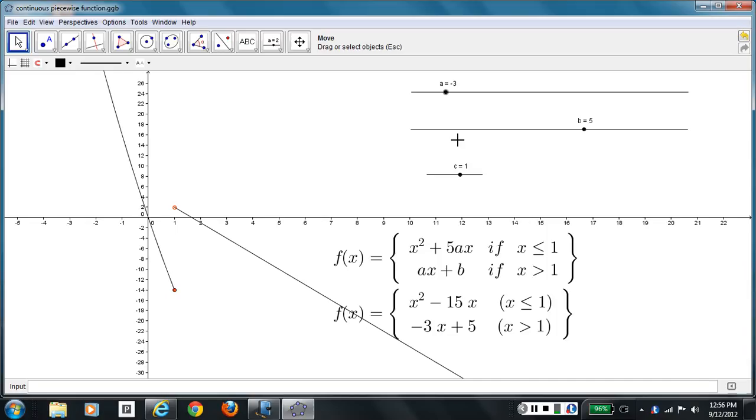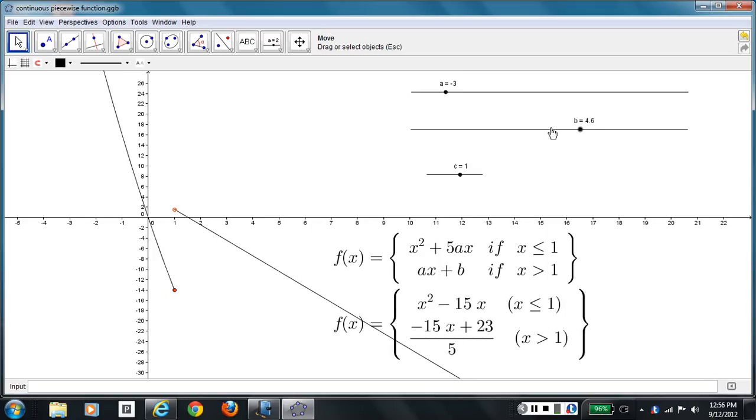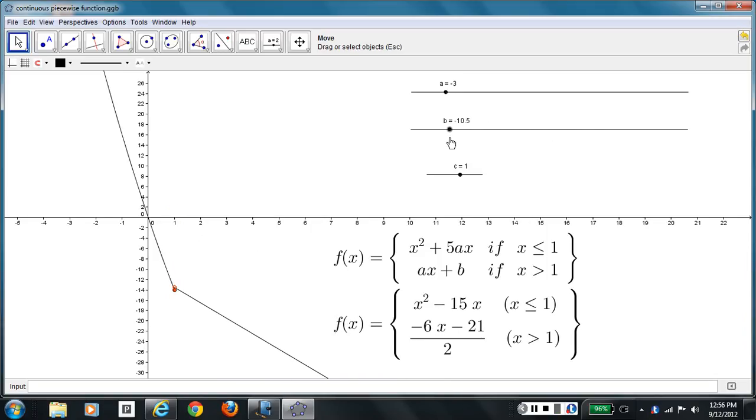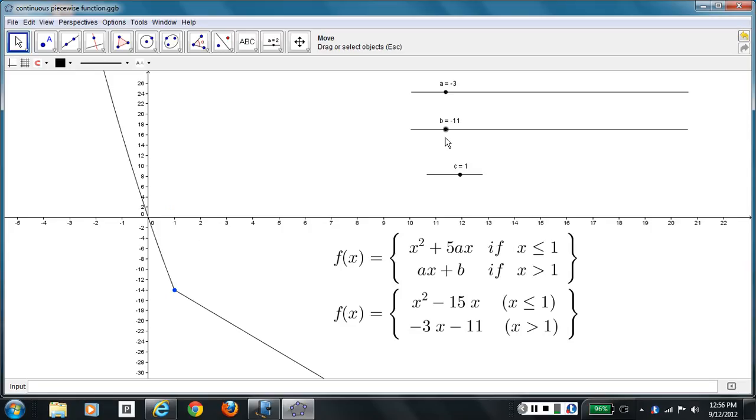What would b have to be in order for this function to be continuous? Negative how much? 11. -11. Let's see if I can go that far to the left. There we go. -11. And so the pieces come together and meet there.